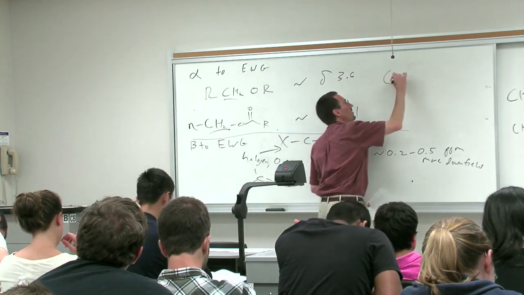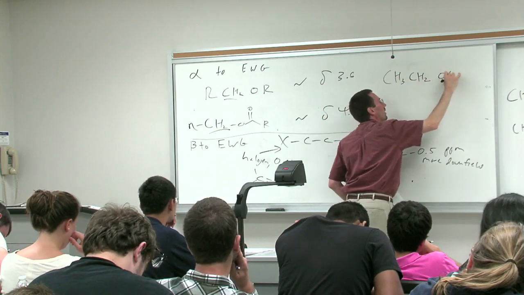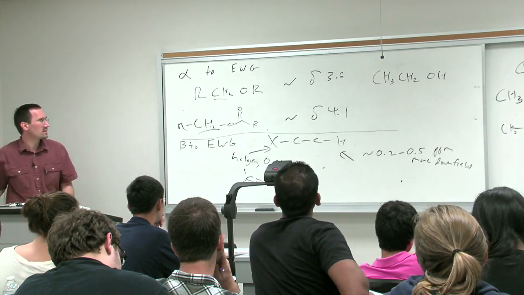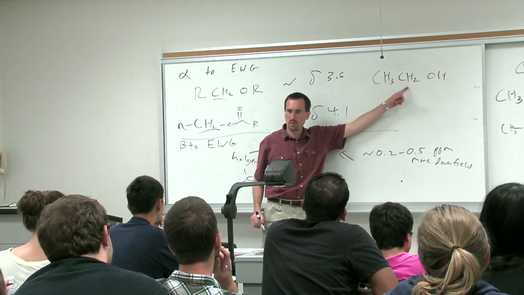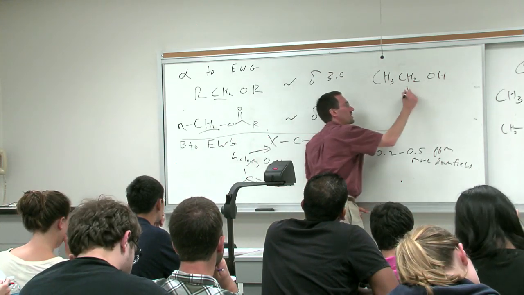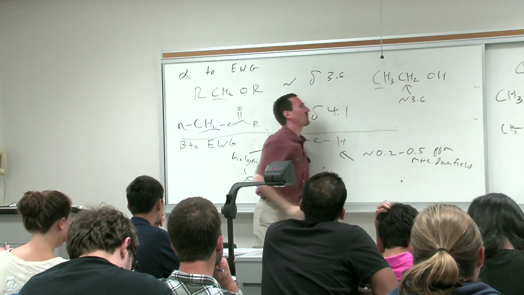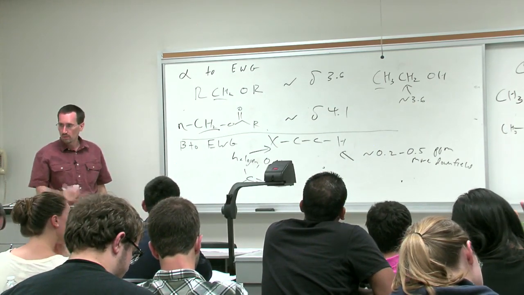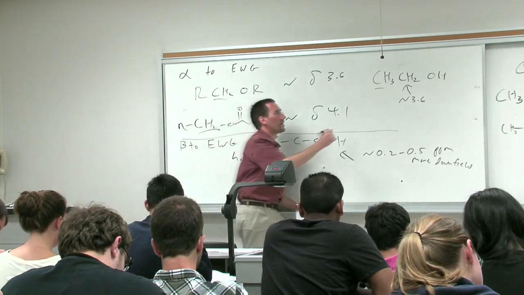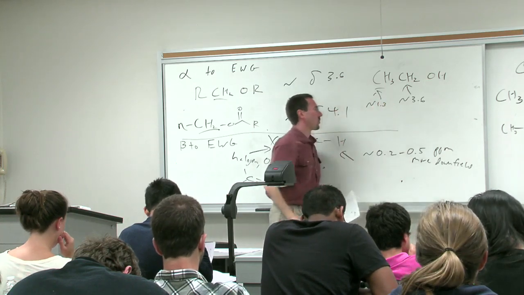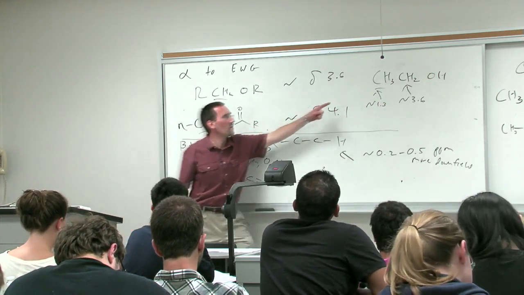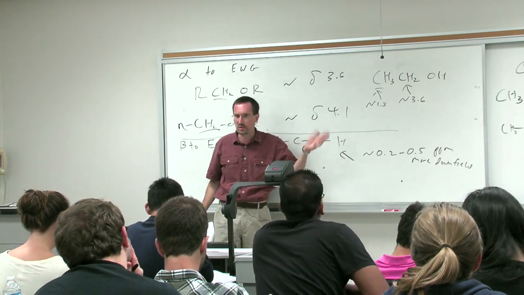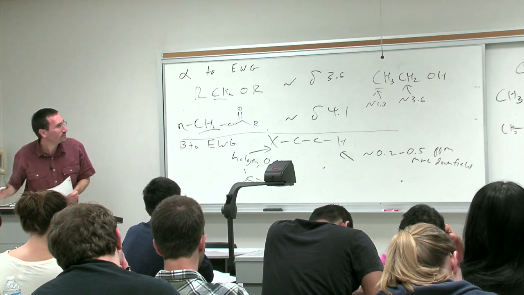Okay, so what does that tell us? If you take a molecule like ethanol, and forget about the OH right now, what would you expect for the CH2 in ethanol? Around 3.6. And what would you expect for the CH3 in ethanol? 1.3, 1.4, somewhere around there. In other words, you would expect, since a normal plain vanilla methyl would be at 0.9, and you have an electron withdrawing group beta, it's going to be a little further, 1.2, 1.3, 1.4, somewhere around there. All right.